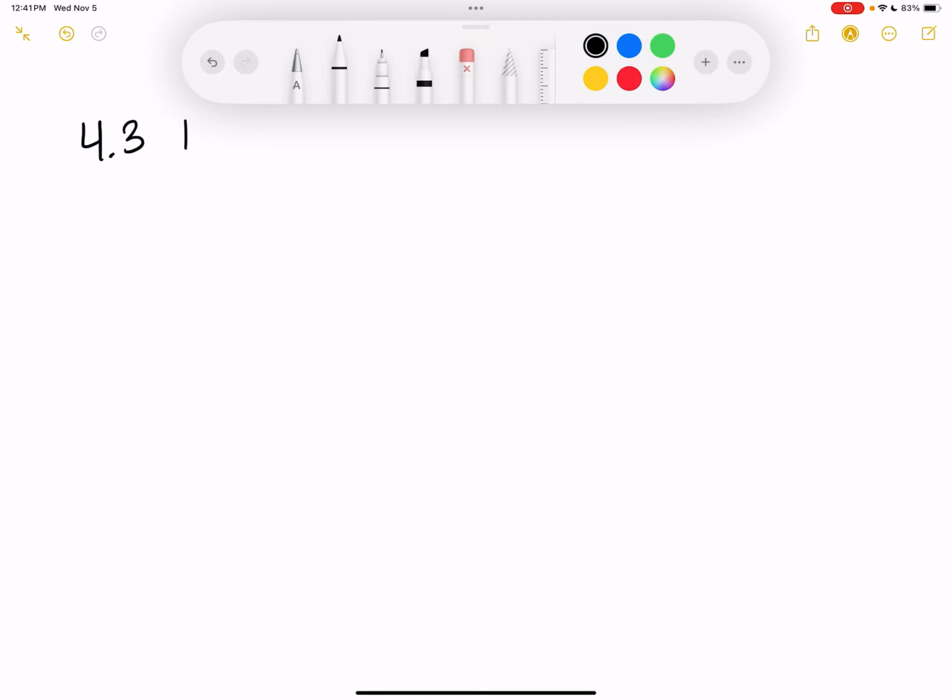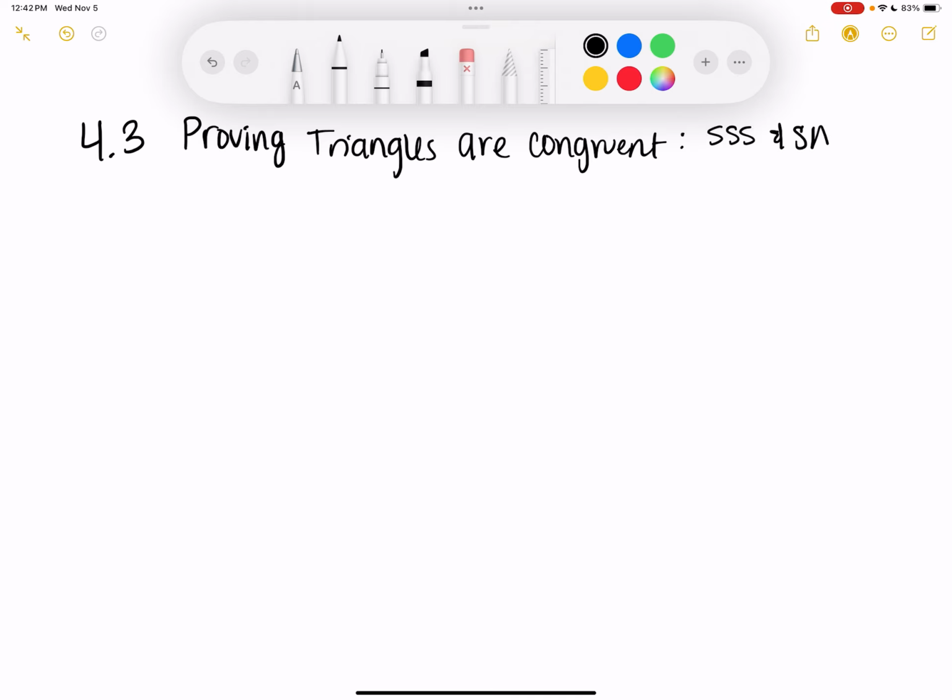All right, so 4.3 is proving triangles are congruent using side, side, side, and side angle side.